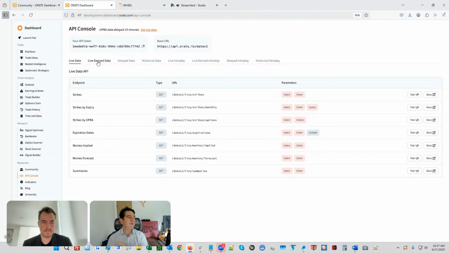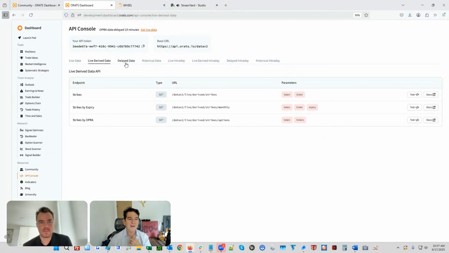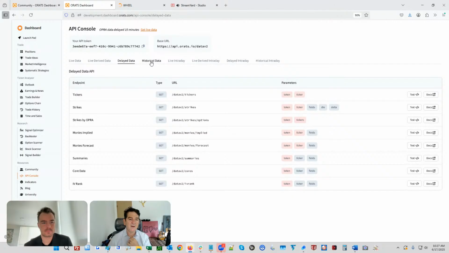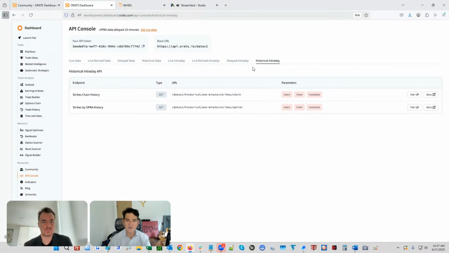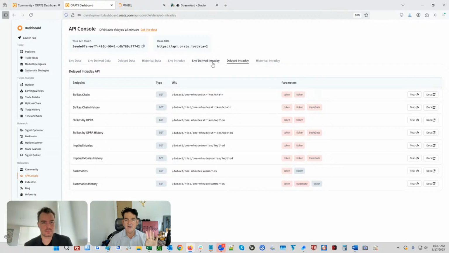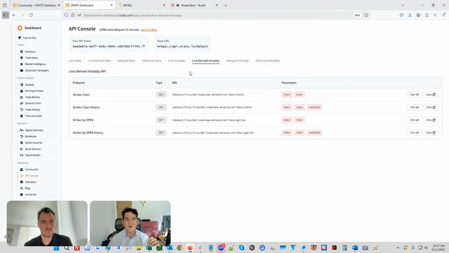So the derived is much less expensive from an OPRA and exchange point of view, but it doesn't give you the exact granularity of the bid-ask prices in the market right now. Yeah. So that's what that is. Delayed data is 15-minute delayed, and that's less expensive as well. Of course, our historical data goes back to 2007. The intraday historical goes back to 2020. And then there's delayed intraday and live derived intraday that you could go get minute by minute data as well.